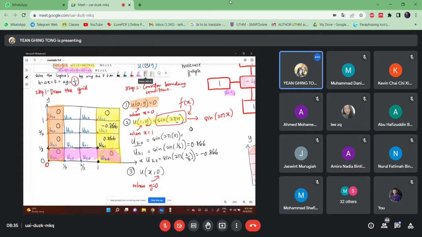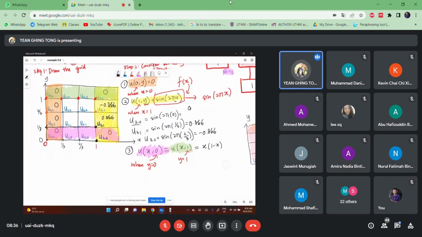It is equal to u(x,1). That means y is equal to 1. So y equal to 1 is here, which means this value, this value, this value, this value. So it is here, this one, equal to x(1 minus x).